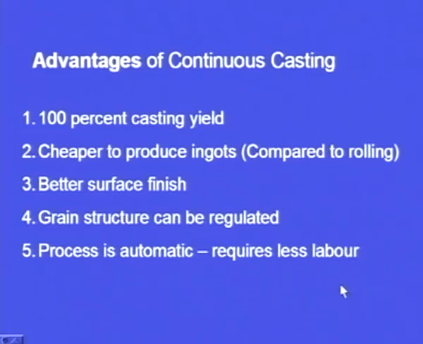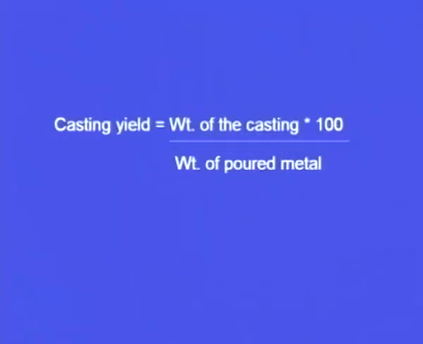Advantages of the continuous casting process. First advantage is 100% casting yield. What is this casting yield? We have already seen, again I will tell you. Casting yield is the weight of the casting multiplied by 100 divided by weight of the poured metal. Yes, weight of the poured metal is always more than the weight of the casting in the case of the conventional casting process and many casting processes. But here there is no gating system, there is no sprue, there is no runner, no riser. Whatever we are pouring is becoming part of the casting.